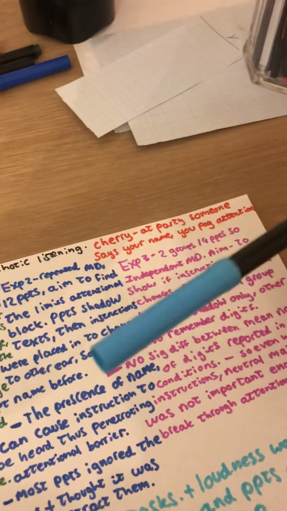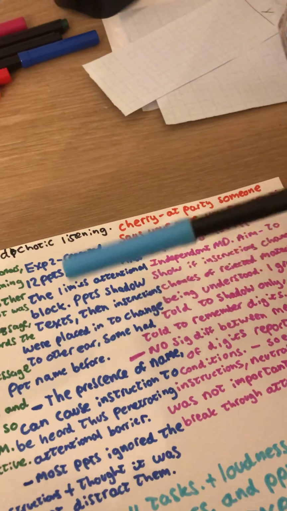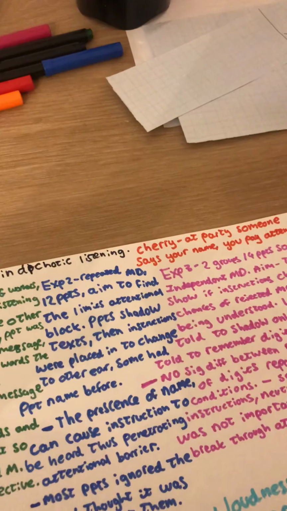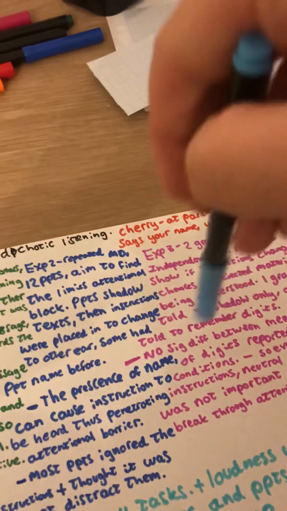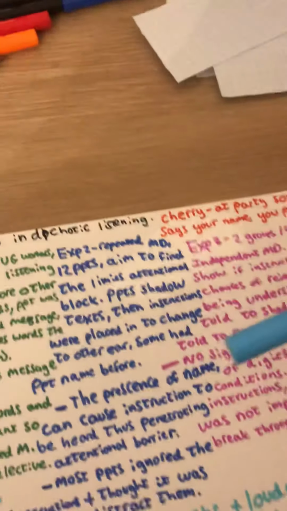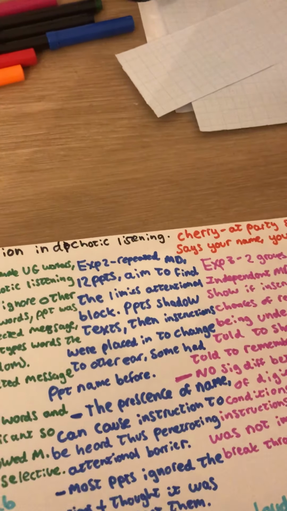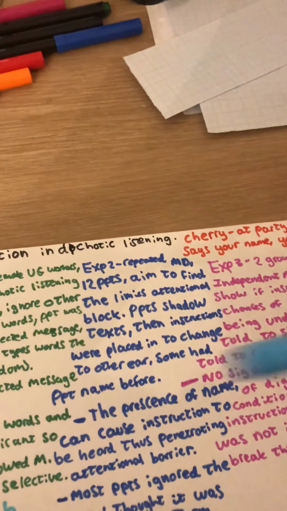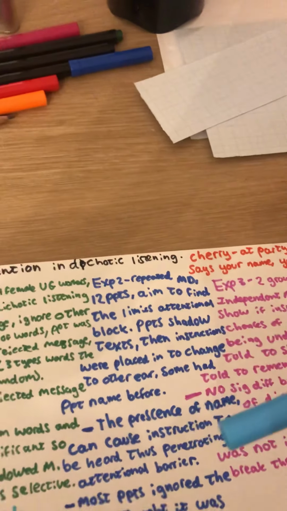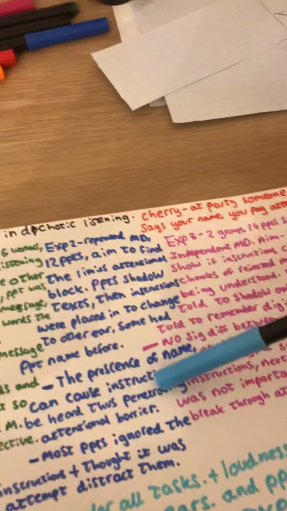So Moray did an experiment. He got participants to shadow some text. And then some of the participants had instructions placed in one of their ears, telling them to change to the other ear. Some had the participant's name before it. So for example, if the message was "switch to your other ear," some of them would have had "John or Gary, switch to your other ear." By putting the participant's name before it, they're trying to make this an effective message.